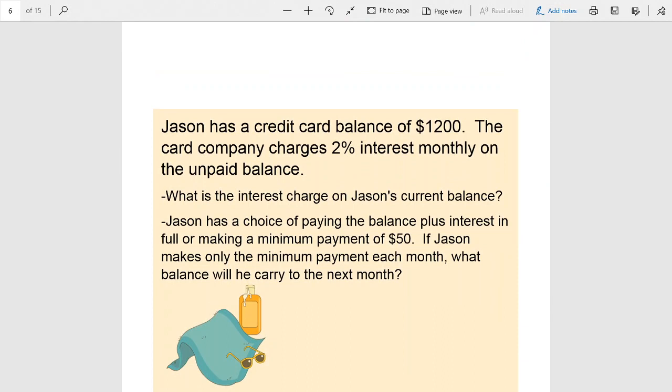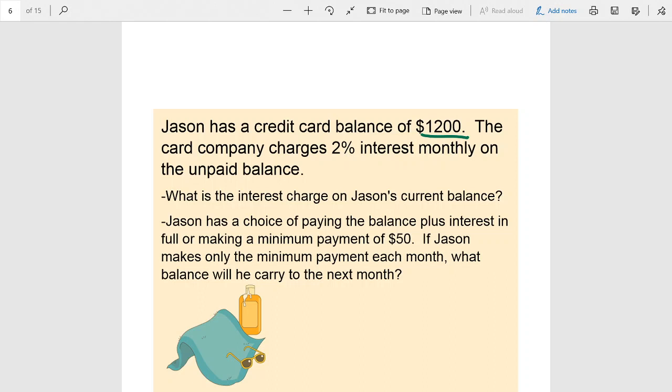Let's say this person, Jason, did go and get a credit card, and at the end of the month, he has a balance that he hasn't paid of $1,200. So this credit card charges 2% interest monthly on that unpaid balance. Well, let's answer a couple questions about this. What is the interest charge on Jason's current balance?